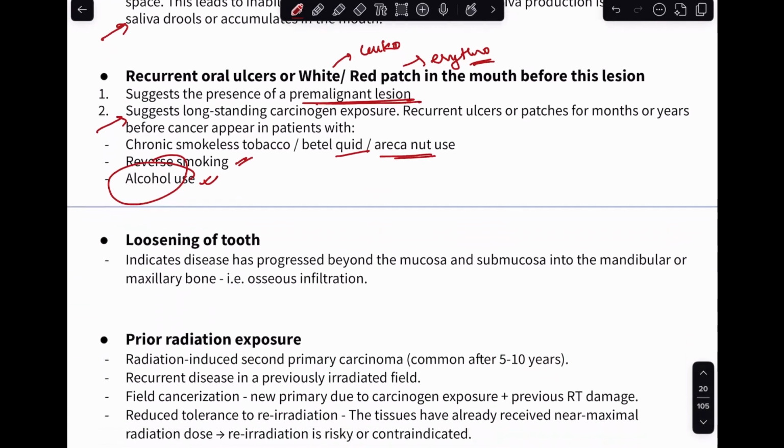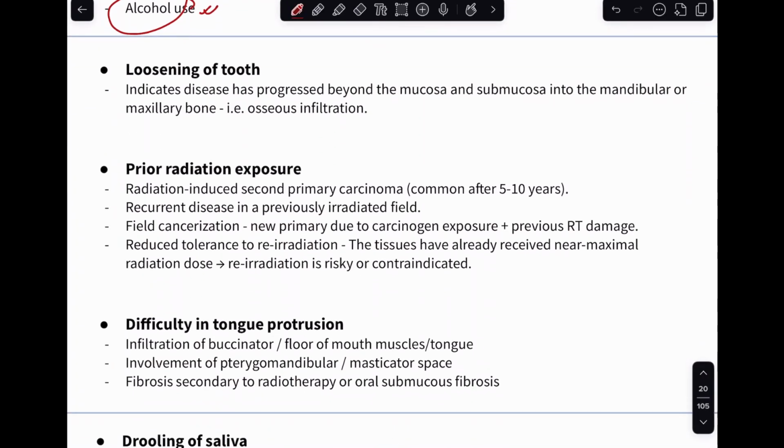Next, we have taken a history of loosening of tooth. Now, whenever we are taking a history and this history is positive, what it indicates is probably that the disease has progressed beyond the mucosa and submucosa and has involved the mandibular or the maxillary bone and therefore involving the alveolus over there, leading to loosening of tooth. So, this is basically indicating bone infiltration, which will suggest an actually advanced stage of disease, like T4 stage of disease. So, that is one indication of this.